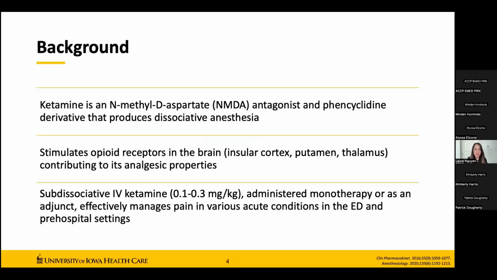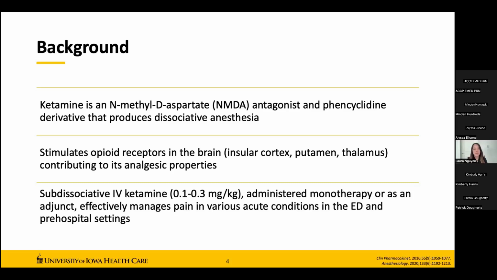And to get started with some background, ketamine is an NMDA antagonist. It was approved as a dissociative anesthetic agent to provide analgesia in acute pain. It also stimulates opioid receptors within the insular cortex, the putamen, and the thalamus, which contributes to its analgesic properties. And systemically, it increases sympathetic tone. So this makes it the preferred agent for inductions of anesthesia or analgesia in patients with hemodynamic compromise. And ketamine has been used as a non-opioid alternative for chronic pain syndrome.